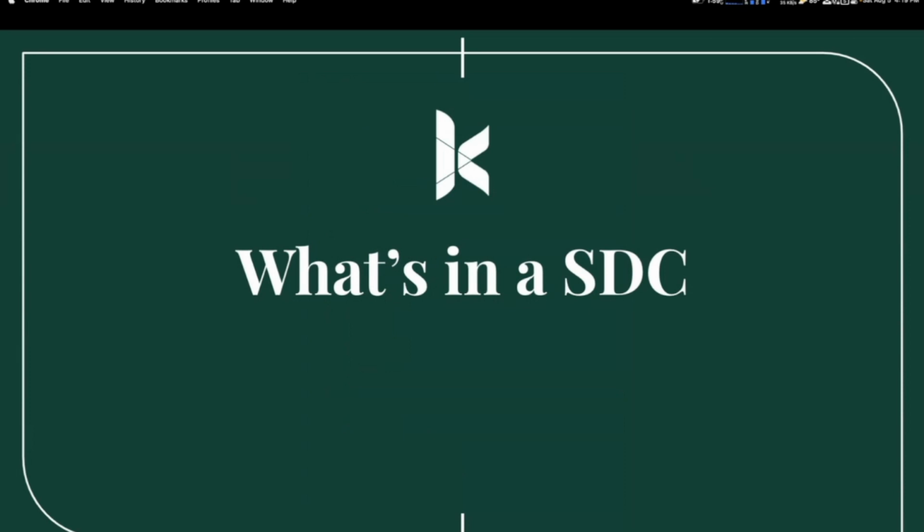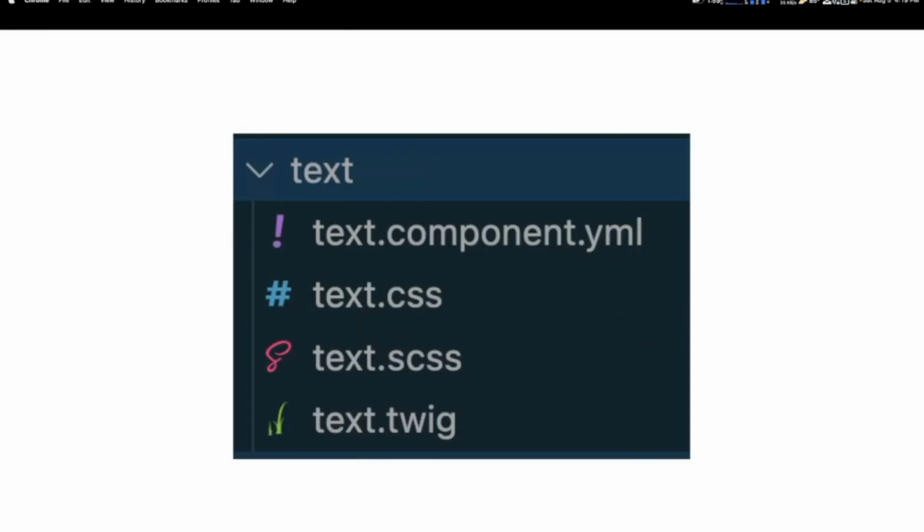What is in a single directory component? Like I said, there's a text.component.yaml, which is a JSON schema file, which defines the properties of it, and also has a little metadata to help on there. Your twig, which obviously you need to render anything out there. Your CSS, and I just realized I copied this exact same slide twice. So yeah, I just went over that.